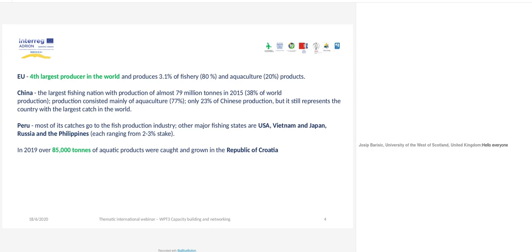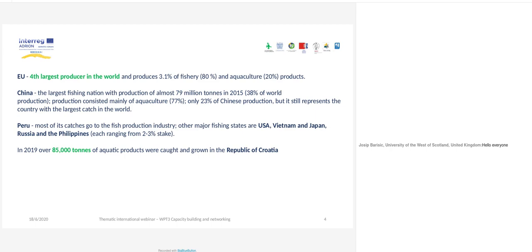The European Union is the 4th largest producer in the world, producing a little over 3% of fishery and aquaculture products. Structurally speaking, 80% of this quantity originates from fisheries and 20% from aquaculture. The leading countries regarding catches are Spain, Denmark, the UK, and France. China is by far the largest fishing nation, with production of almost 79 million tons, or 38% of global production.